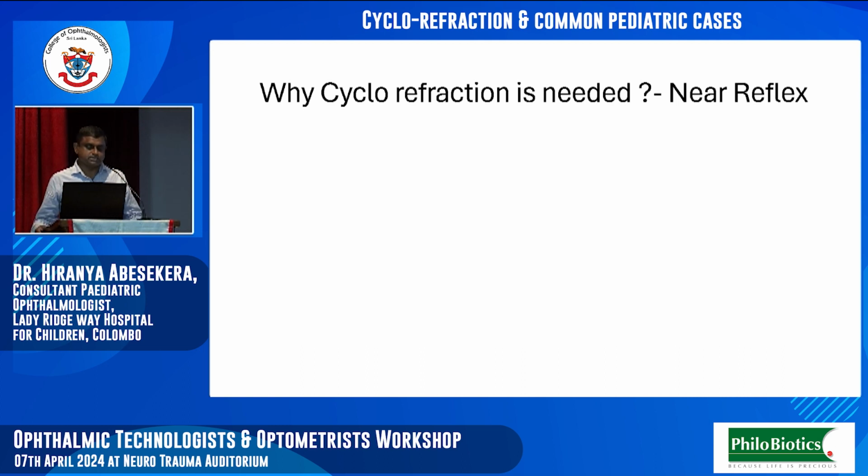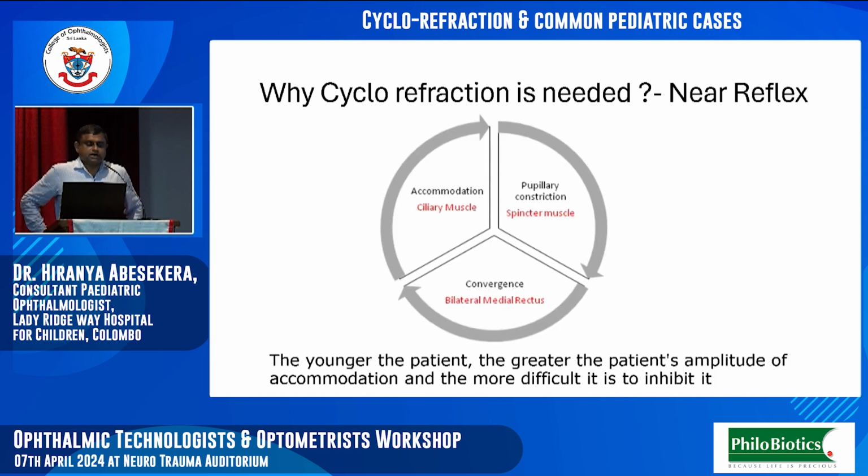So why is cyclo refraction needed? Because of the near reflex, particularly in children. Right? They accommodate, and their amplitude of accommodation is very strong, particularly in younger children, and they won't cooperate enough for your retinoscopy or even for auto refraction to get proper readings. Accommodation is accompanied by convergence and pupillary constriction, which is the triad of the near reflex. So the patient will invariably look at the retinoscopy light, then accommodation comes, and you won't be able to get a proper retinoscopy reading.